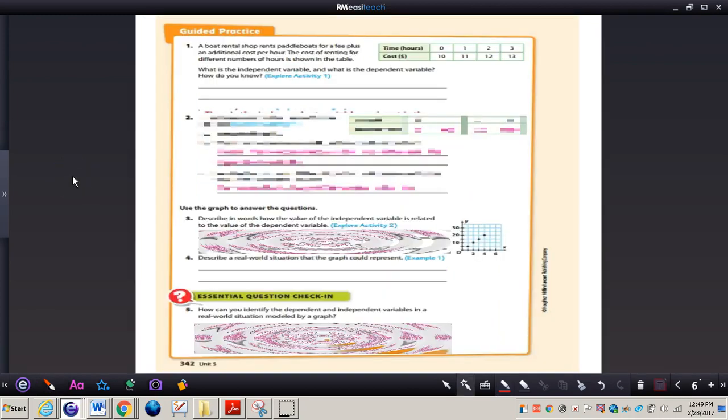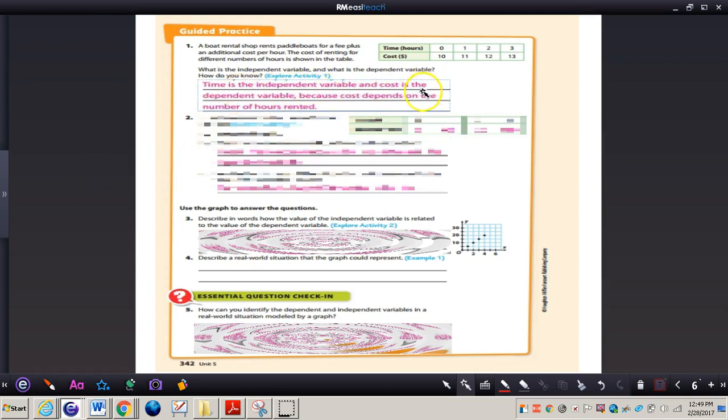Now I want you to take a look at number 1 on page 342, and I would like you to work on this independently, and you can work on this now. So we can see time is the independent variable, cost is the dependent variable, because cost depends on the number of hours rented. Now I would like you to work on number 2, fill out the chart, also complete B and C, and you can work on that now. Okay, so you can see the answers for number 2, and we are going to wrap up our video now.